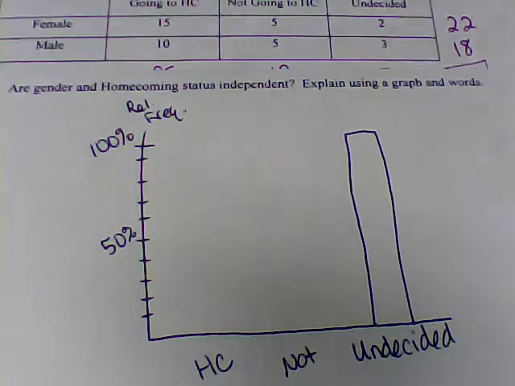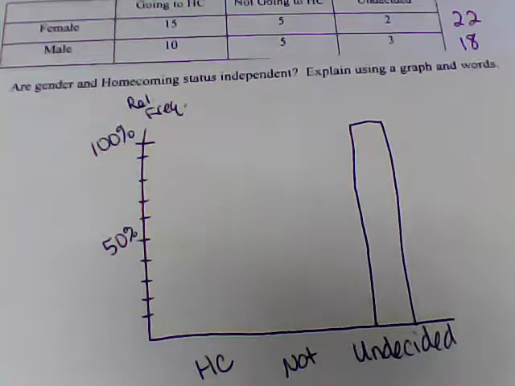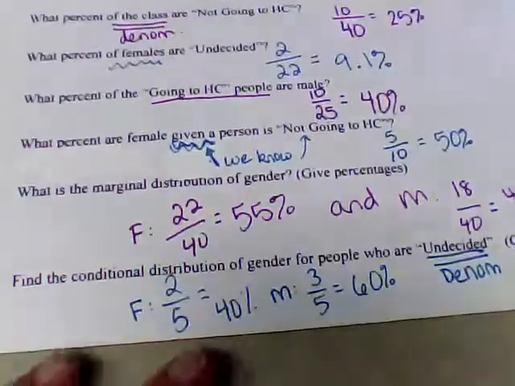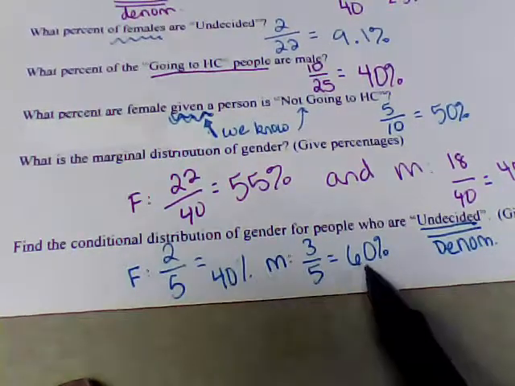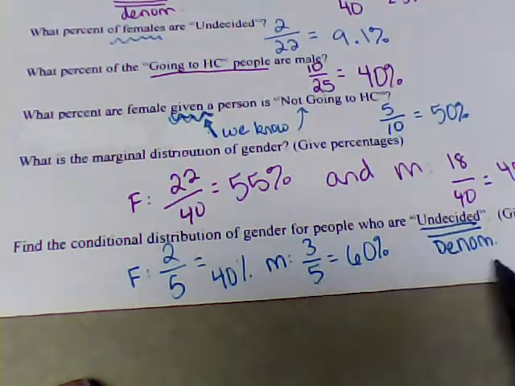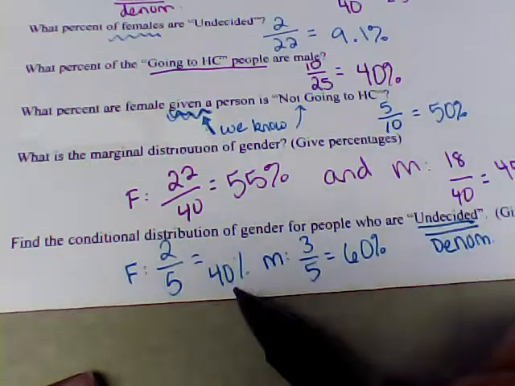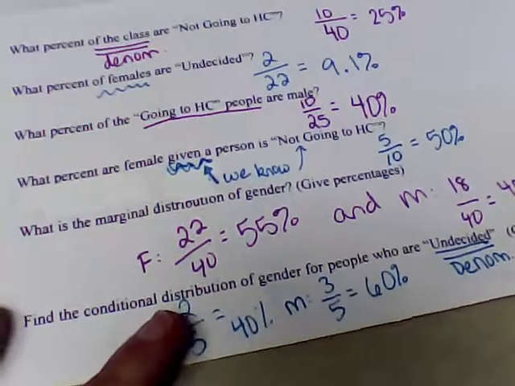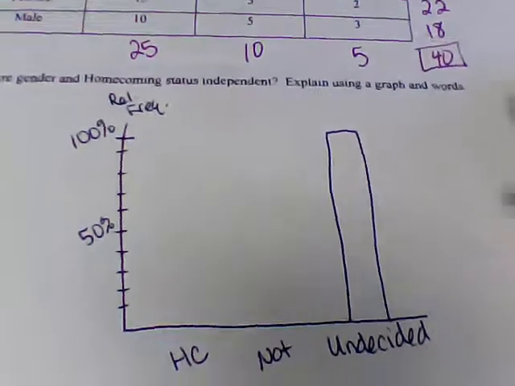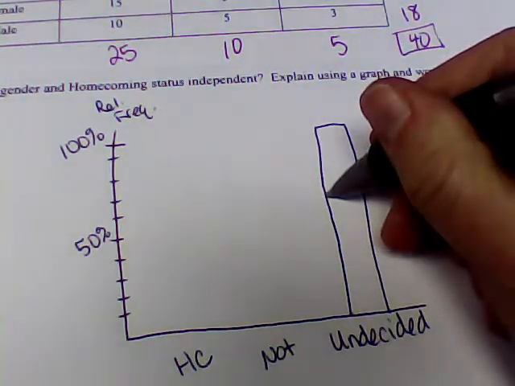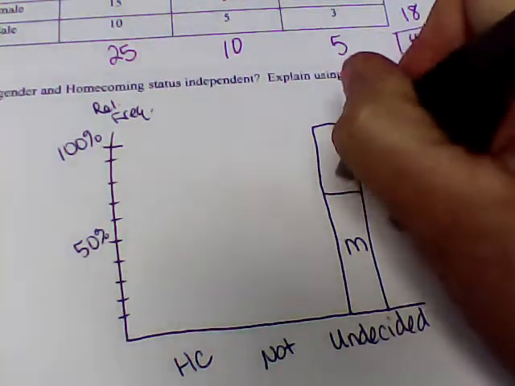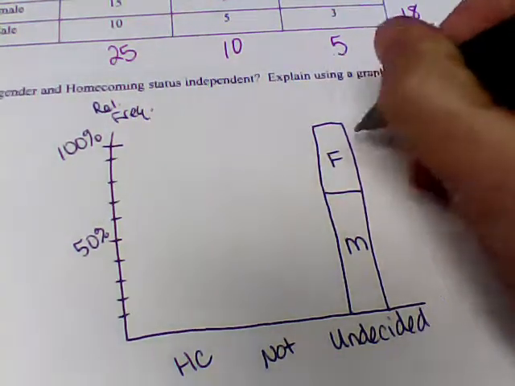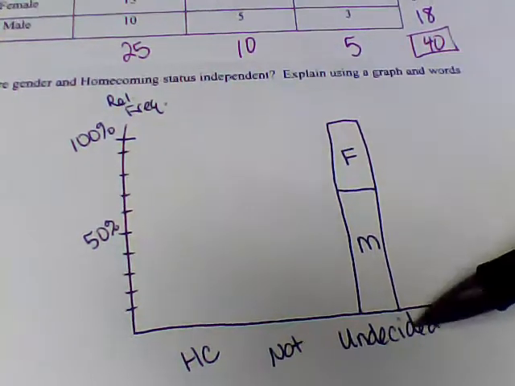All right, so I just did the breakdown of the undecided bar. For my undecided bar, my conditional distribution was that 40% were females and 60% were males. So I've already done the work for that particular bar. So I'm going to go ahead and use the 40 and the 60. So over here on my undecided bar, 60% were male, and this 40% is female. So that's the work I just did.